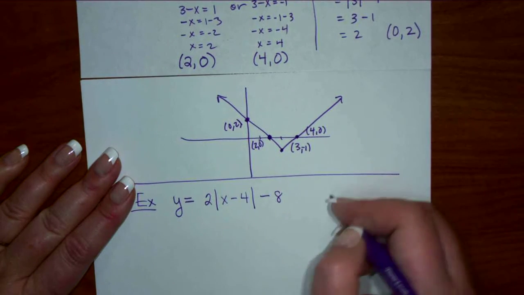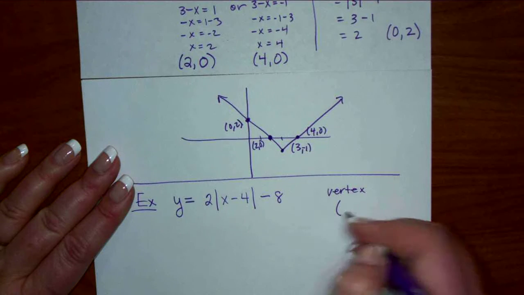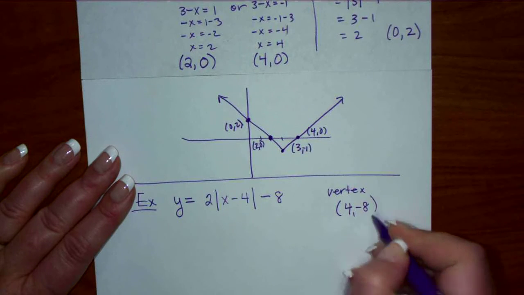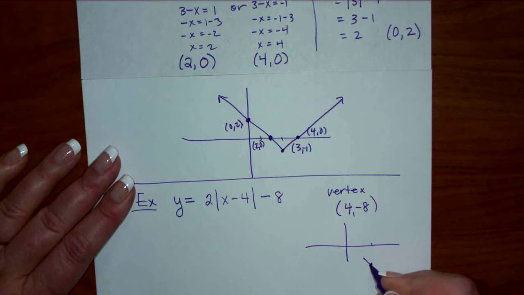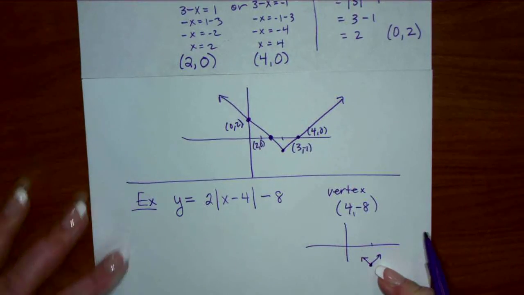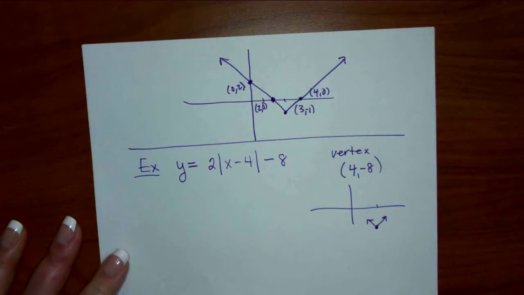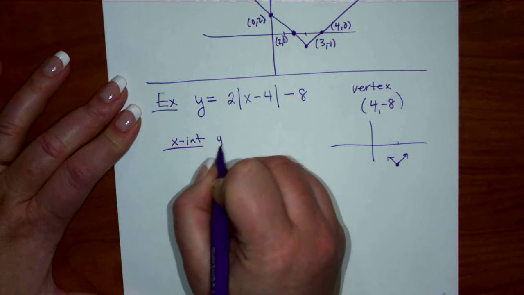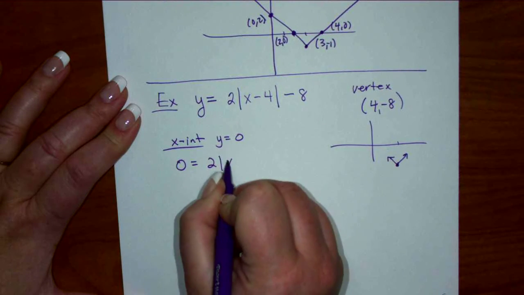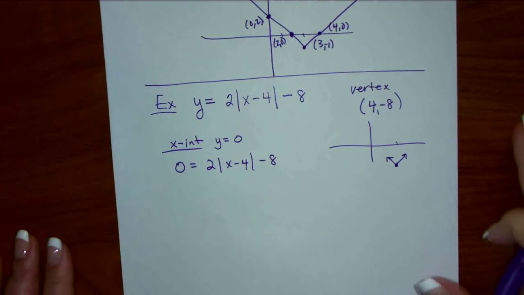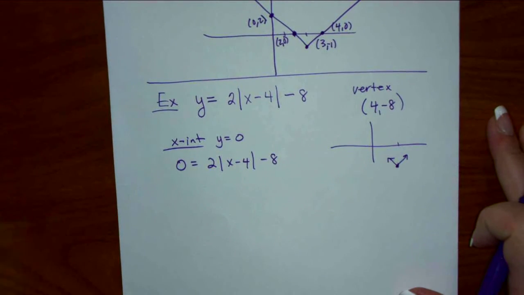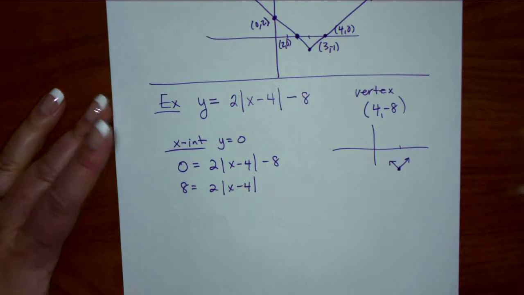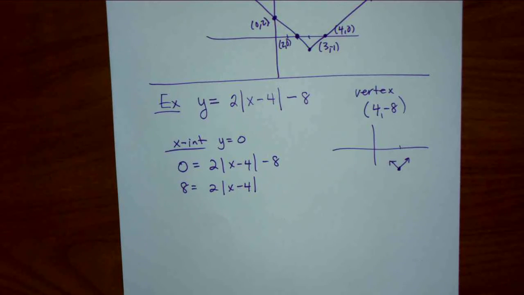Okay, so what's the vertex? Four and negative 8. So 4, negative 8 is here. It opens up because it's a positive in front. So is it going to have intercepts? Yes. So X-intercept. Let y equal 0. Okay, so how would we solve this? Bring the 8 over. And for any of these, you have to isolate that bracket, that important part. So you have to isolate the absolute value.